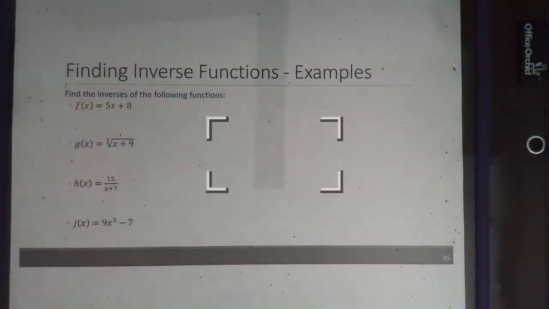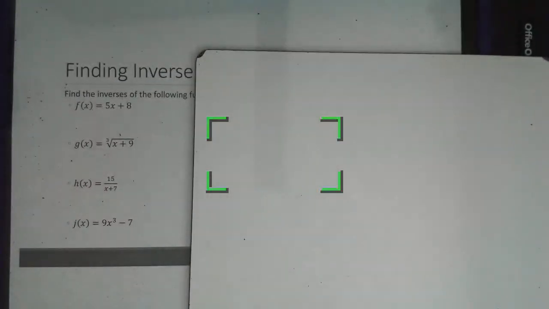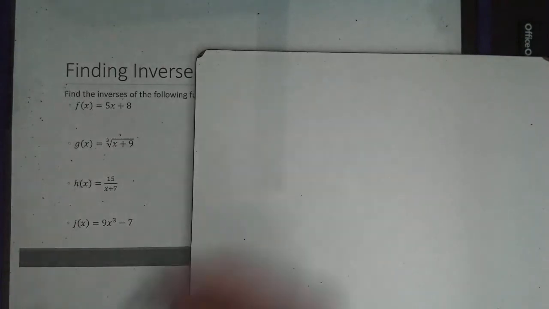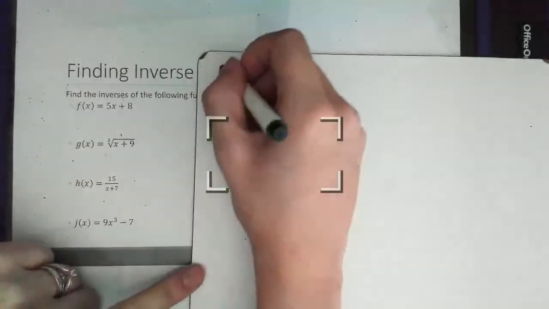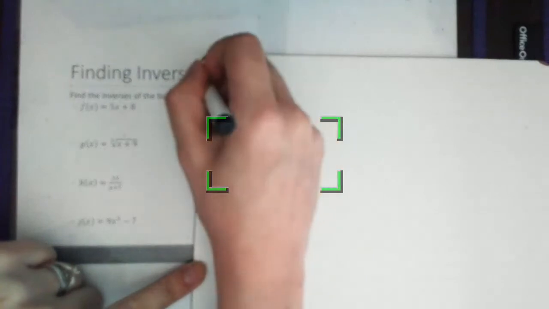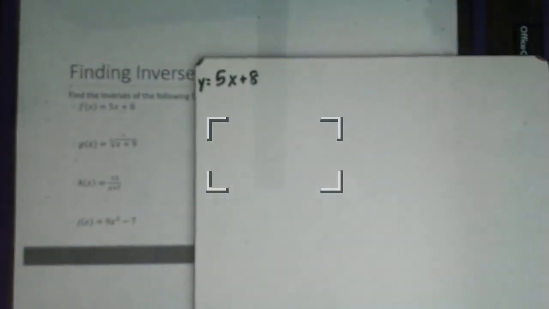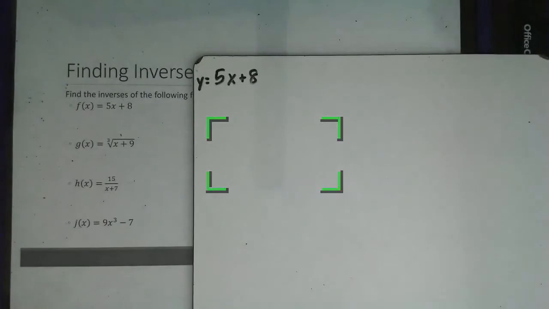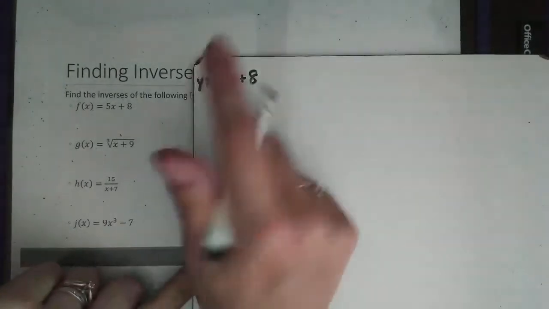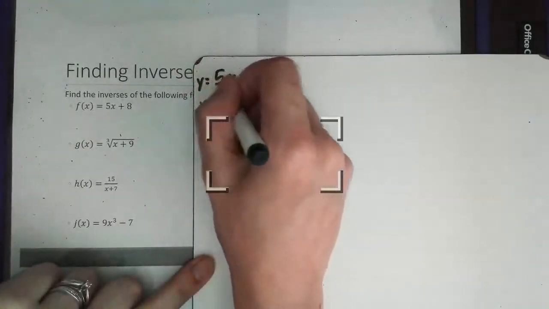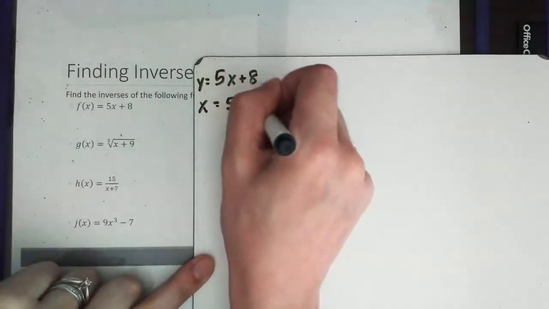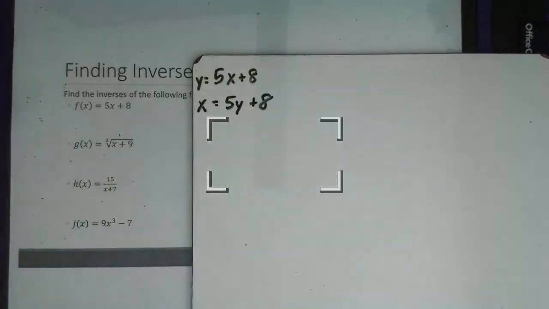A lot of my students tend to like these. They think they're fun, so I'm hoping you guys will enjoy them as well. First up, we have f of x equals 5x plus 8. First thing I want to do is instead of writing f of x, I want to use y. Then I do my switch. Y is now x. X is now y. Then I want to solve for y.